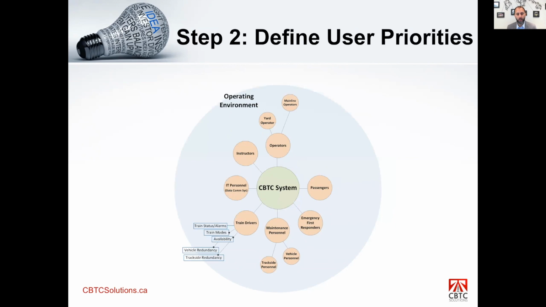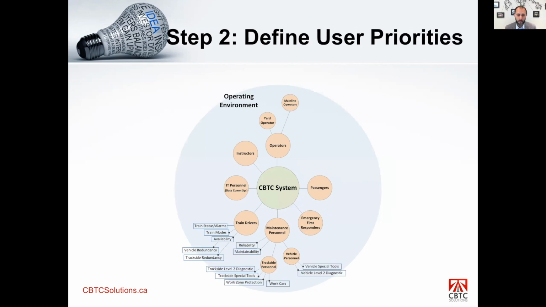If we start off with the train drivers, we can say that the train driver is concerned with the status and the alarms, train modes, the availability, vehicle redundancy, trackside redundancy. And these are their concerns. Because the driver needs to know what the status of the train is. If there are any alarms coming in, do they need to react? They need to know what type of modes are available to them. Is there fully automatic? Is it ATP protected? Is it manual or cutout? And these are the concerns for the train driver.